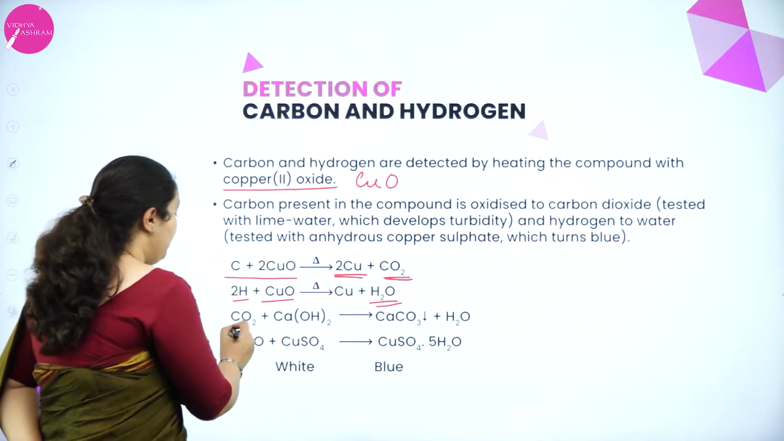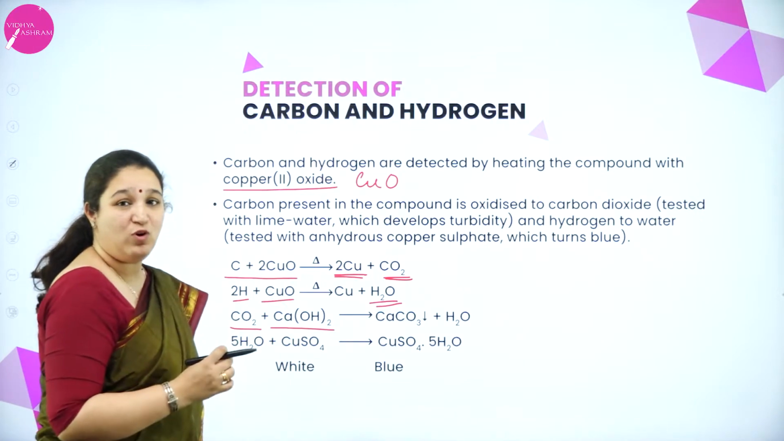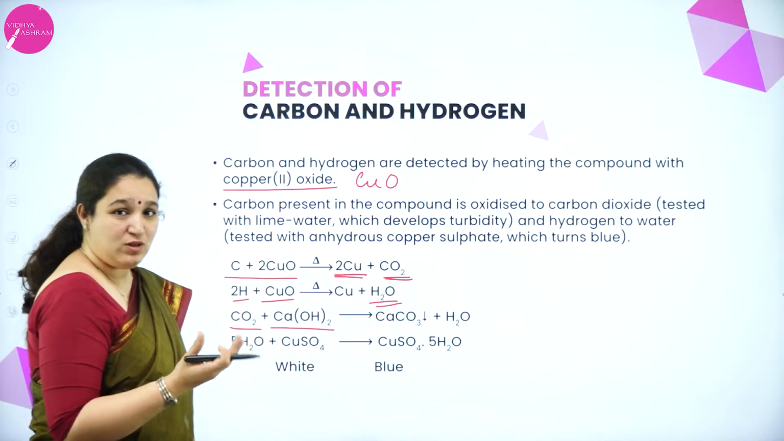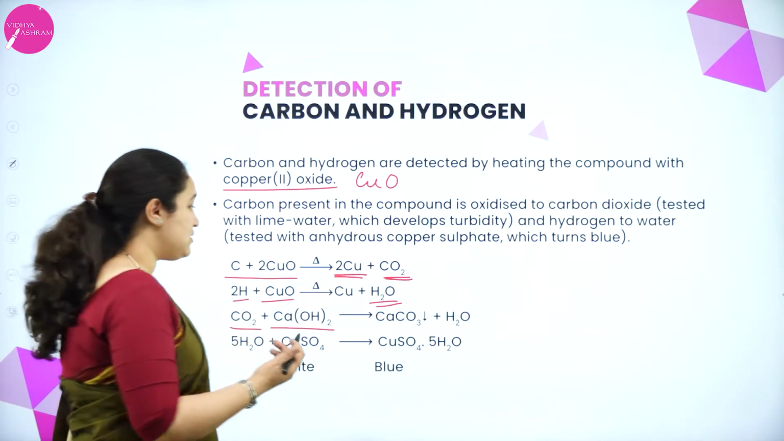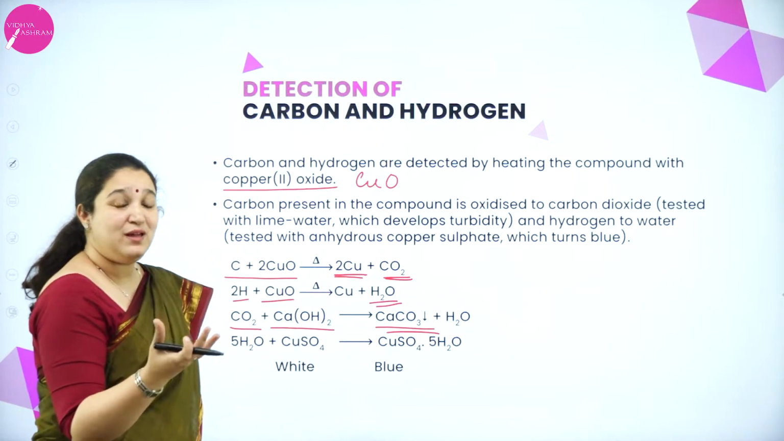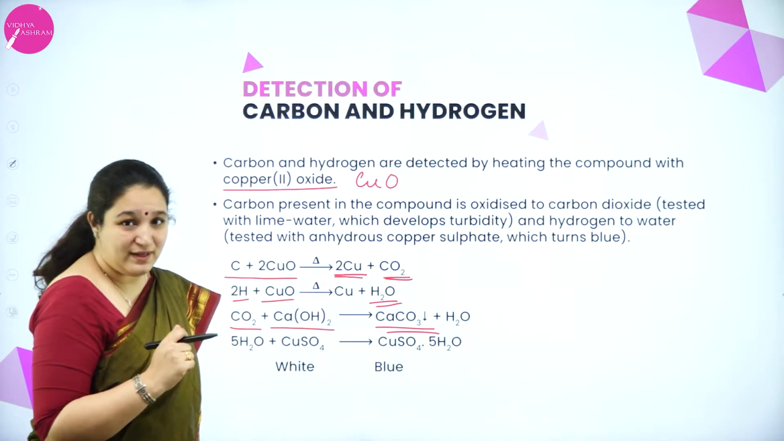So here, how do you detect that carbon dioxide is produced? What we do is, we pass carbon dioxide through lime water. Lime water is calcium hydroxide solution. So you take lime water, to that when you pass carbon dioxide, you get a white precipitate of calcium carbonate. So when you get that precipitate, you understand that carbon dioxide gas is liberated.